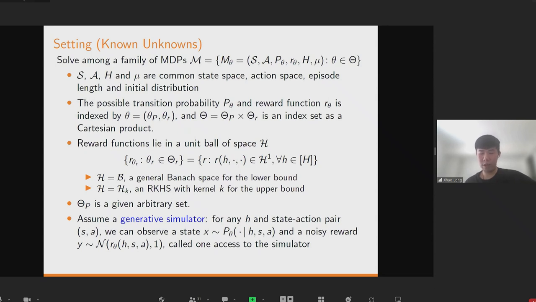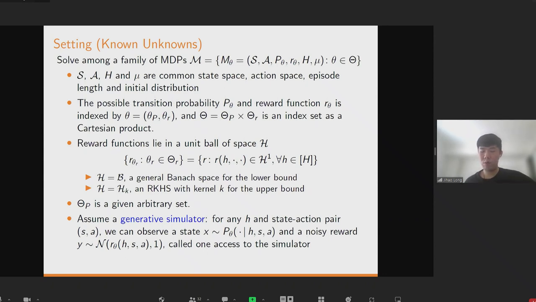In this talk, we only consider the case that the index set is the Cartesian product of the index set of the reward function and the index set of the transition probability, which means that our prior knowledge for the transition probability and the reward function are independent. In the part of the log bound, we assume that the reward function lies in the unit ball of a general Banach space. While in the part of the R bound, we assume that the reward function lies in the unit ball of an RKHS with kernel K.